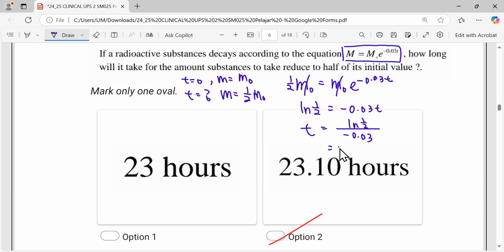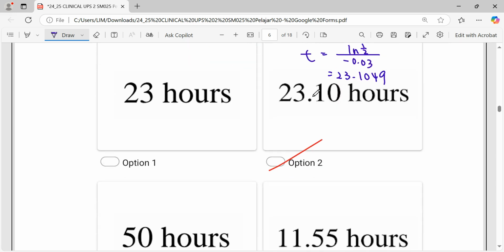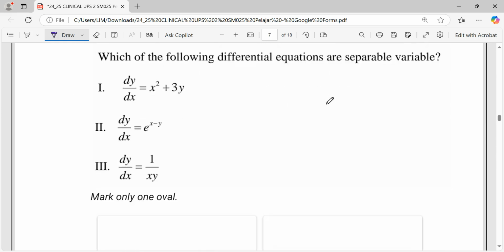So we will have 23.1049 something. So we log off, it will become 23.10. So for this you do not need to round it. So that is our option here.